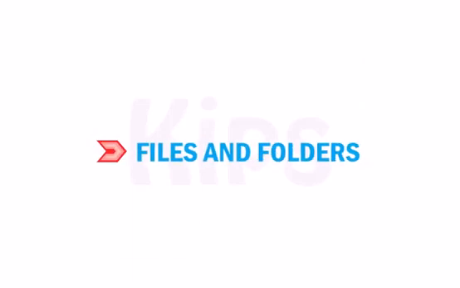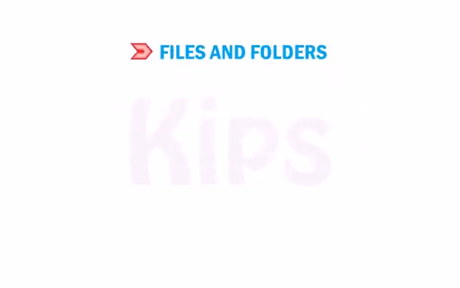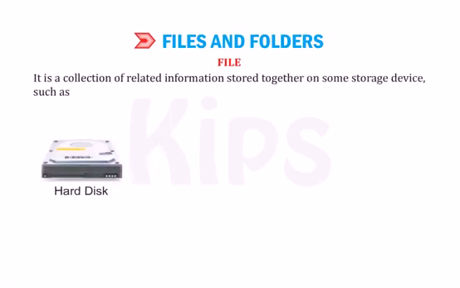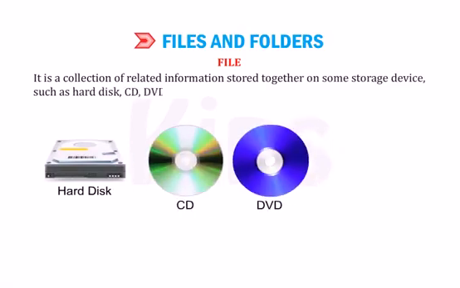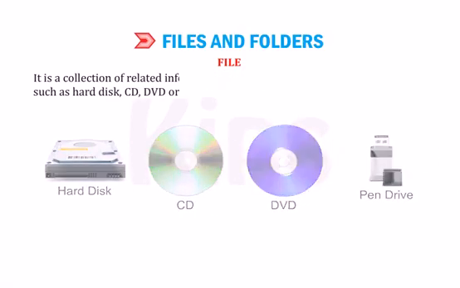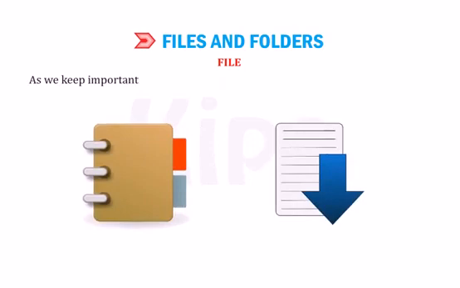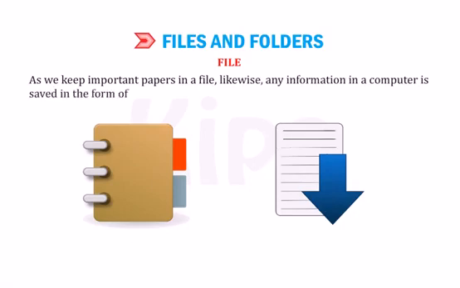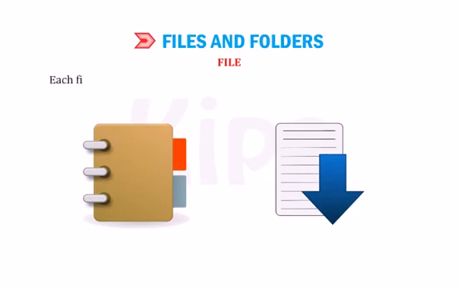Students, now let us learn about files and folders. Let me tell you about file first. It is a collection of related information stored together on some storage device such as a hard disk, CD, DVD or pen drive. As we keep important papers in a file, likewise, any information in a computer is saved in the form of a file. Each file is given a file name which helps us to find it whenever required.